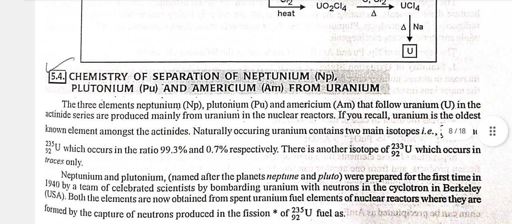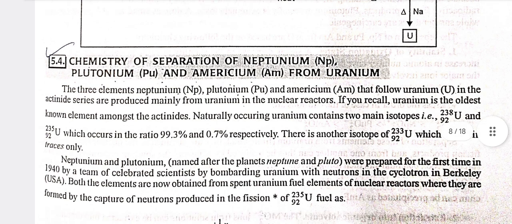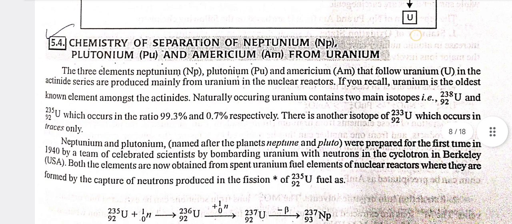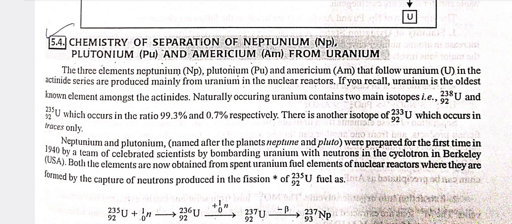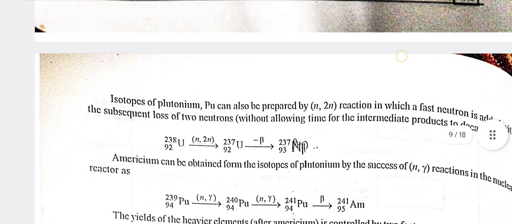Chemistry of separation of neptunium, plutonium, and americium from uranium. The three elements that follow uranium in the actinide series are produced mainly from uranium in nuclear reactors. If you recall, uranium is the oldest known element amongst the actinides. Naturally occurring uranium contains two main isotopes, U-238 and U-235, which occur in the ratio 99.3% and 0.7% respectively.